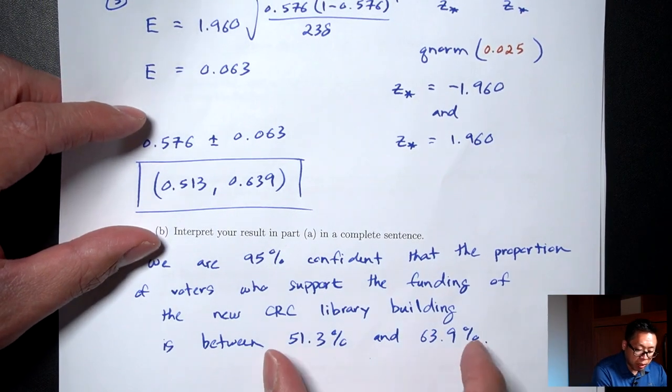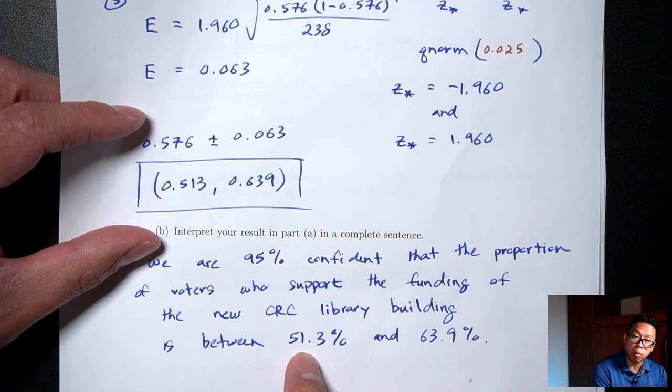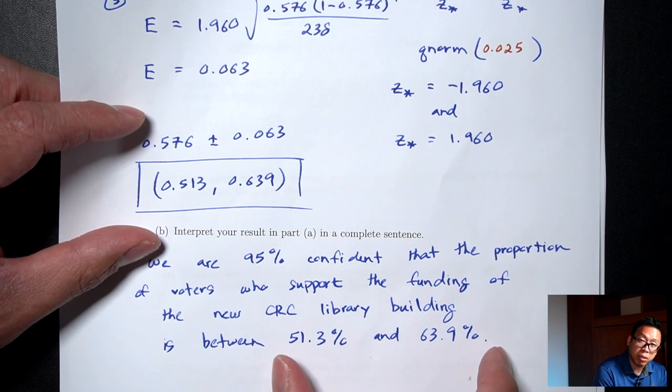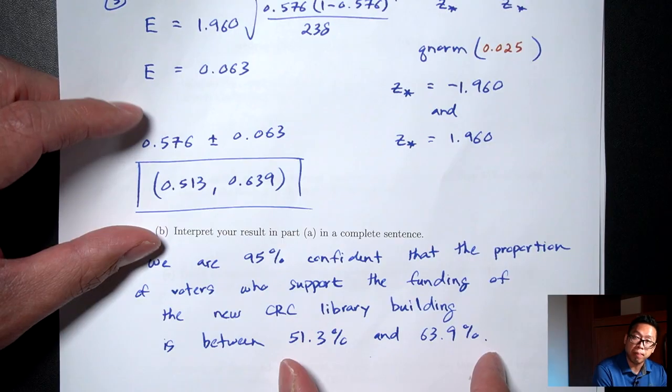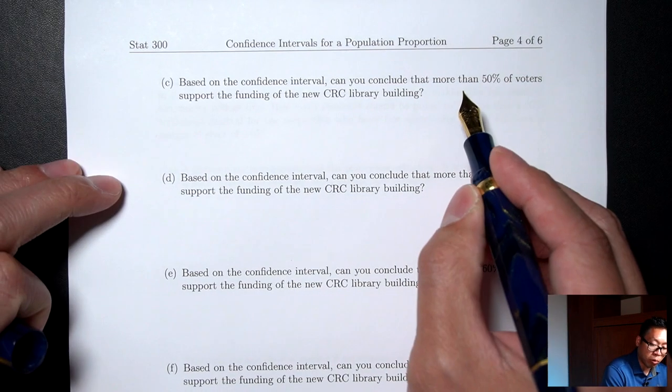And really the question we're asking here is, are all the numbers in our confidence interval more than 50? Yes, 51.3 is definitely more than 50. 63.9 is more than 50. So all the numbers in between are definitely going to be more than 50 also. So we can say for sure that yes, the true percent is going to be more than 50%.